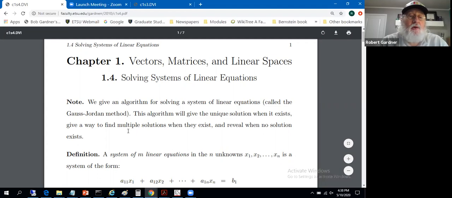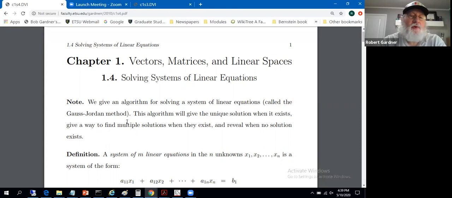We'll have a couple of versions of it. One I prefer over the other. I prefer the easy one, the one that requires the least amount of overall arithmetic, really. And this algorithm will give us a unique solution when a unique solution exists. It'll give us multiple solutions when multiple solutions exist. And it'll give us the fact that the system of equations has no solution if that's the case. So you get a definitive answer out of this Gauss-Jordan method, is the real punchline.